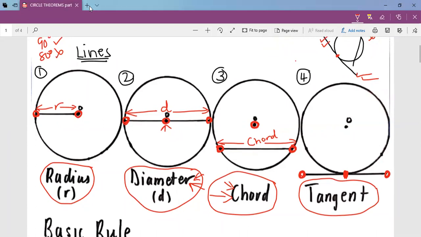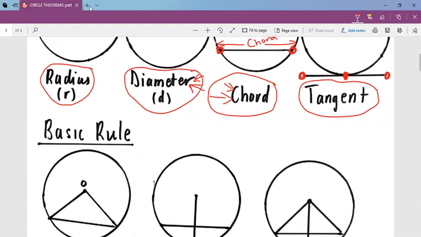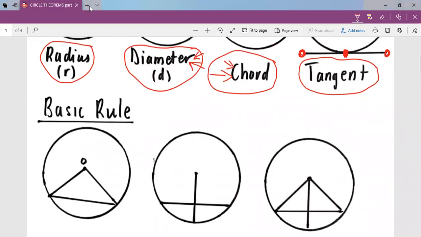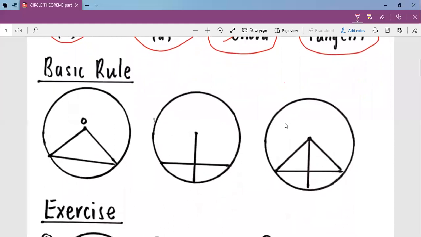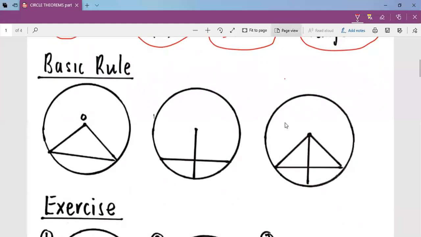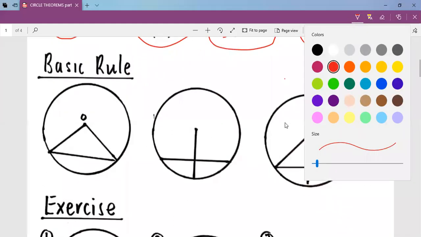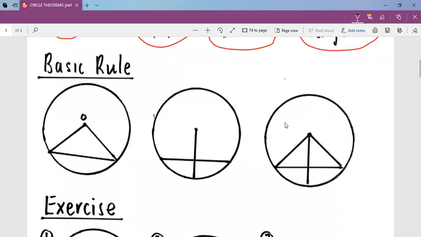Now, let's look at the basic law. Here, if you look properly, let me give it a number. If you look properly, at number 1, you will see a triangle inside a circle.